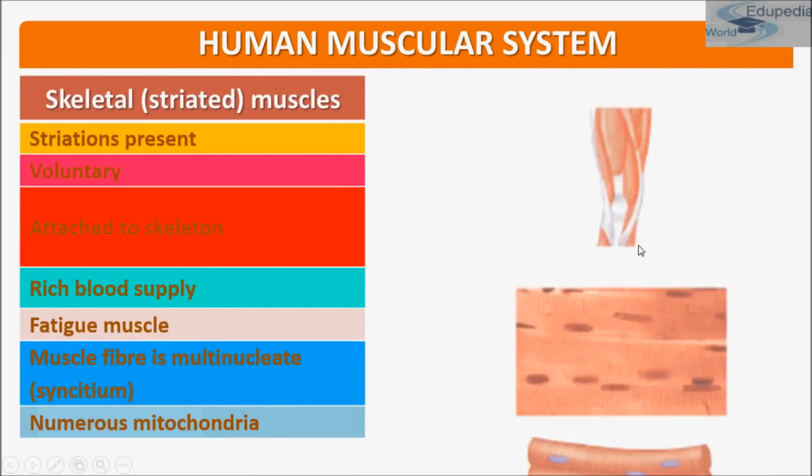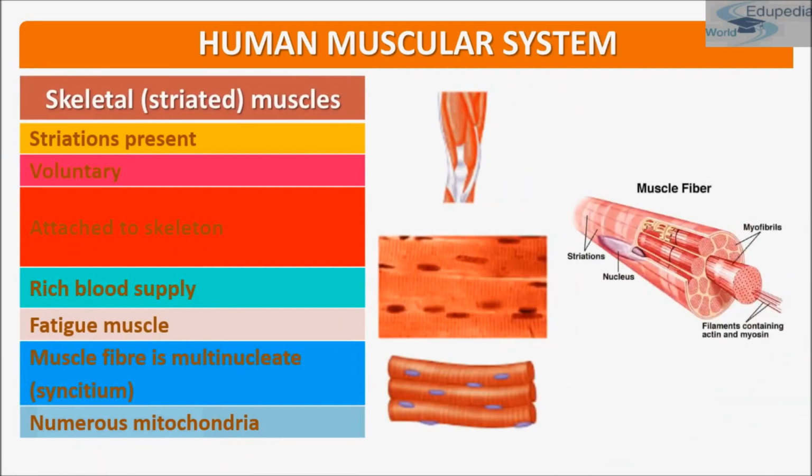Now first is skeletal muscle. Skeletal muscles are the voluntary muscles that allow you to control the movement of the body. They are also known as striated muscles, and they comprise the musculoskeletal system.